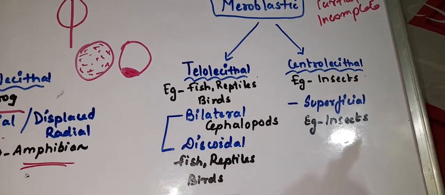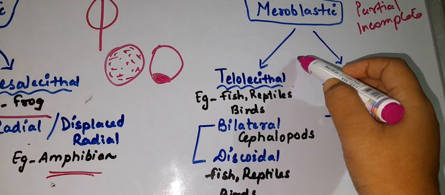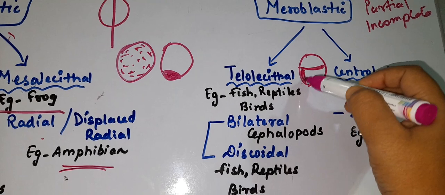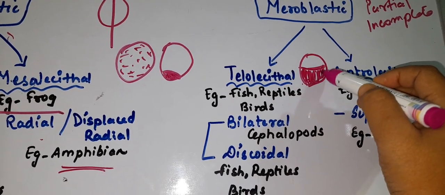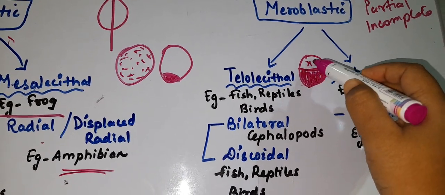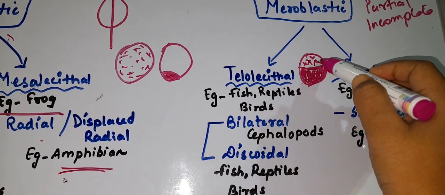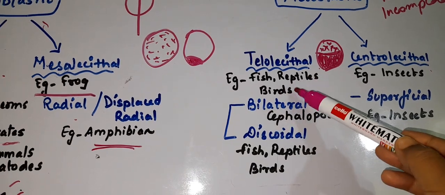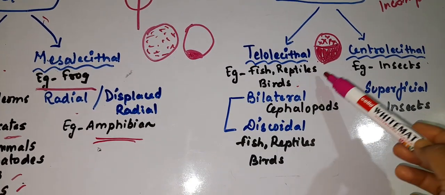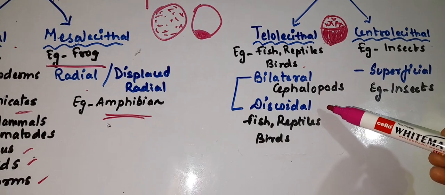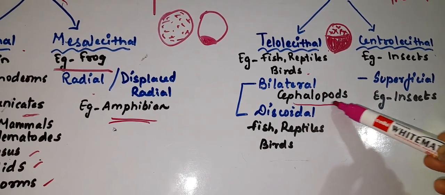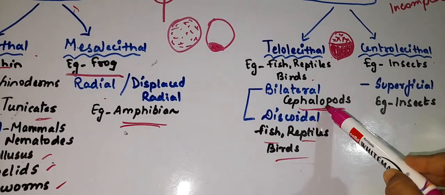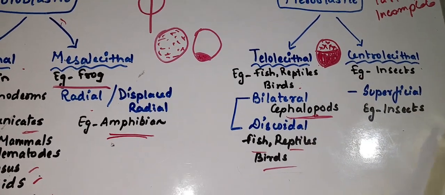If the yolk is concentrated at one end, one tail, suppose this is the egg and this is the yolk. Now this part will undergo cleavage where there is no yolk. That is telolecithal, as in case of fish, reptiles and birds. Telolecithal is again of two types, bilateral and discoidal. Bilateral cleavage is seen in cephalopods and discoidal is seen in fish, reptiles and birds. Cephalopod is a class of mollusk.